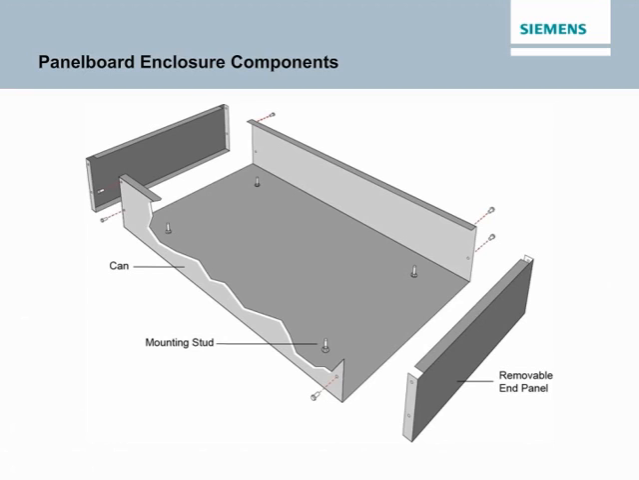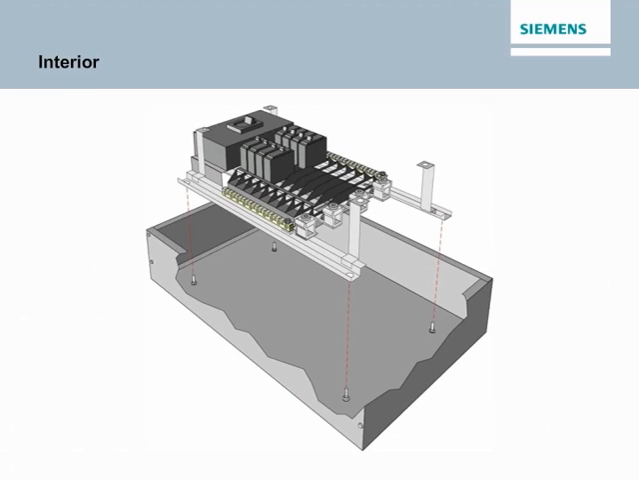Mounting studs are used to support the interior or group-mounted devices. The interior consists of several components, including overcurrent protection devices, bus bars, and insulated neutral bus bars. For a lighting panel, the interior is mounted to the 4 mounting studs in the can. Jacking screws, not shown, allow adjustment of the interior within the enclosure.